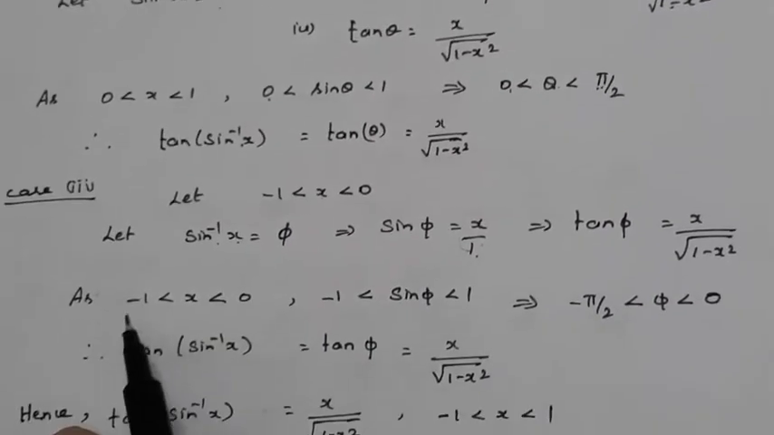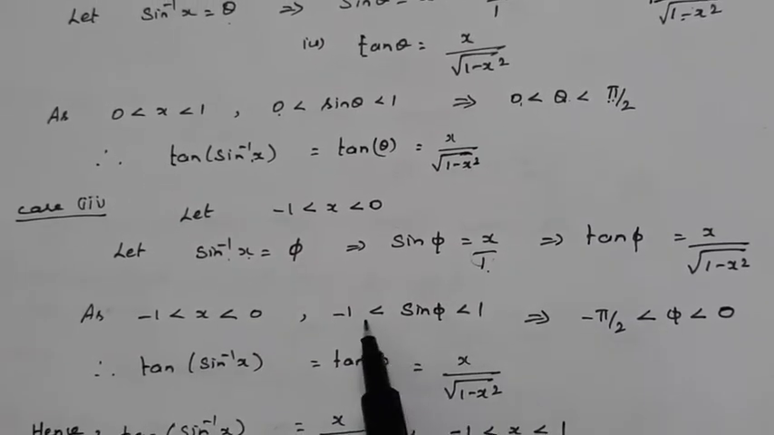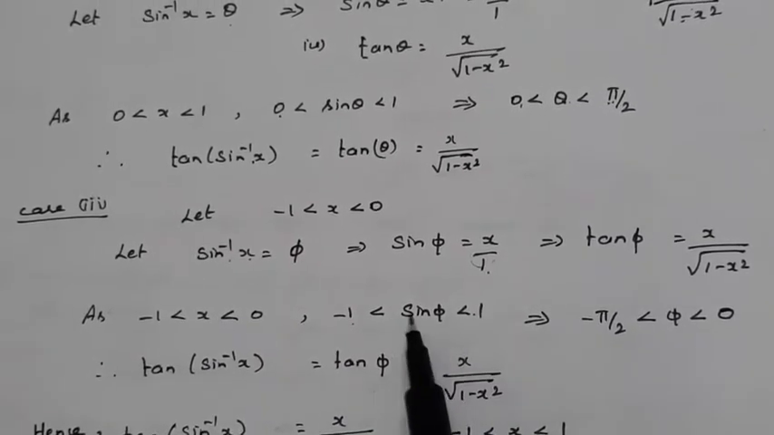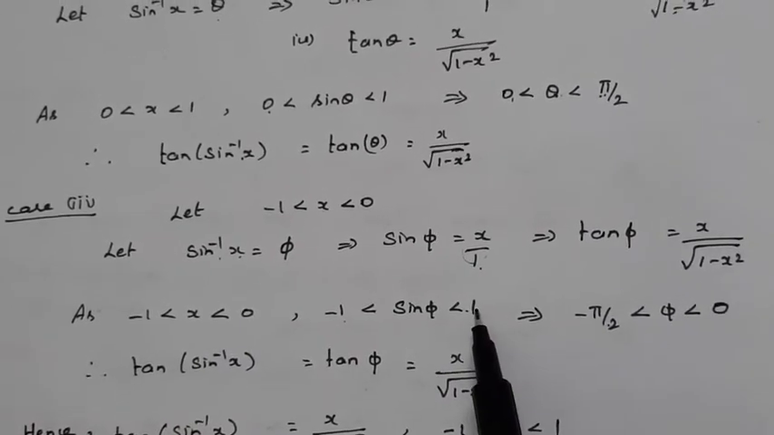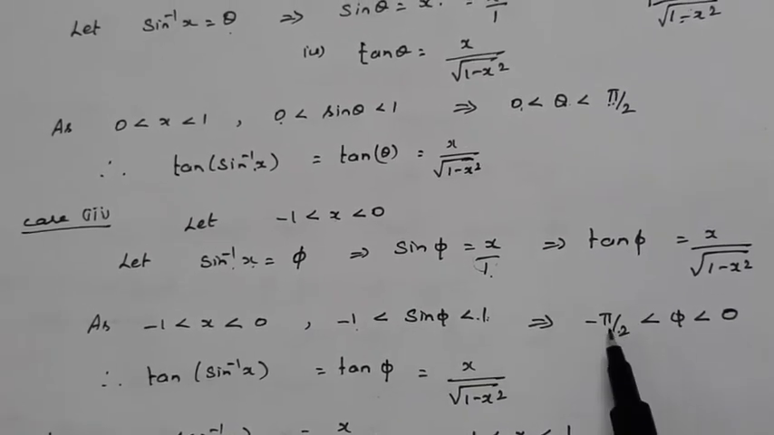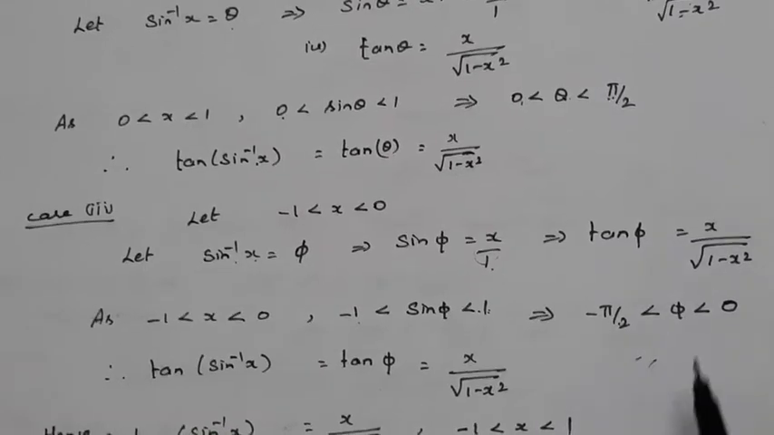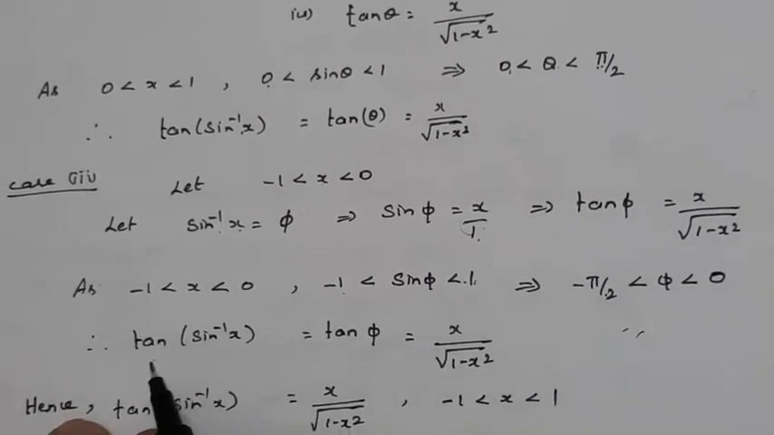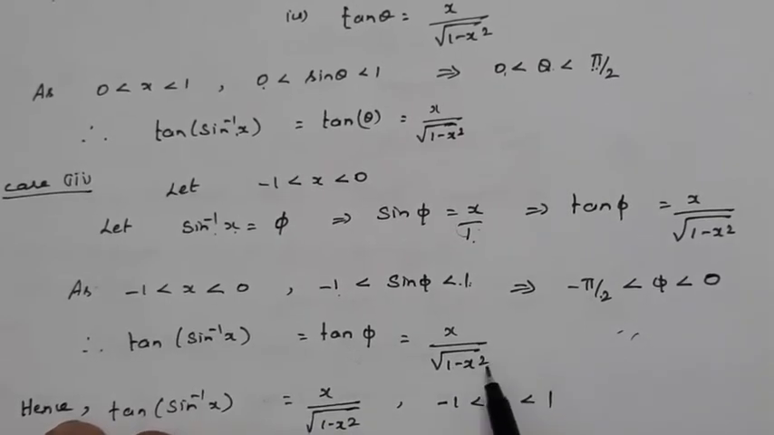Okay. So as minus 1 less than x less than 0, sin phi lies between minus 1 to 0. So taking sin inverse, what happens? Sin inverse of minus 1 is minus pi by 2 and the sin inverse of 0 is 0 and the sin inverse of sin phi will be phi. Therefore, phi lies between minus pi by 2 to 0. Again, that is in the fourth quadrant. So even if that angle lies in the fourth quadrant, tan of sin inverse of x is equal to x divided by root of 1 minus x square.